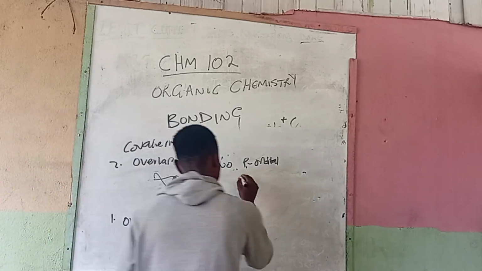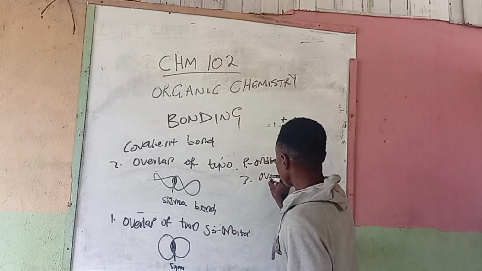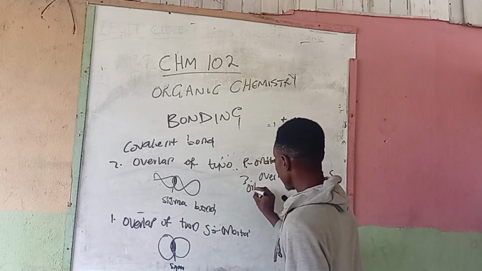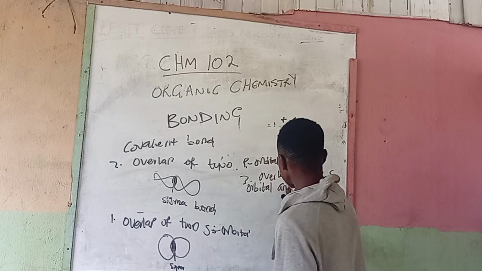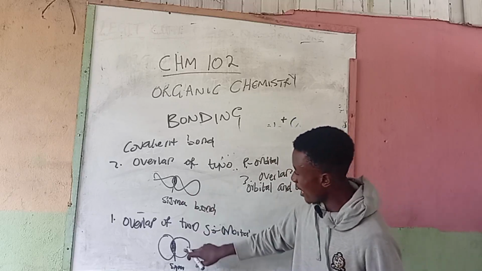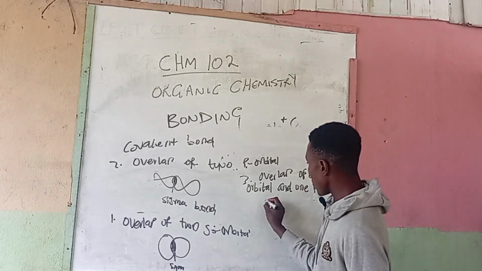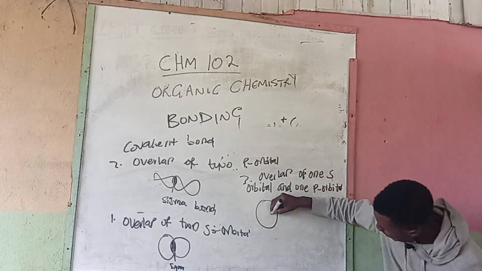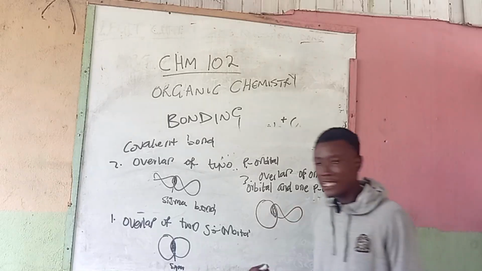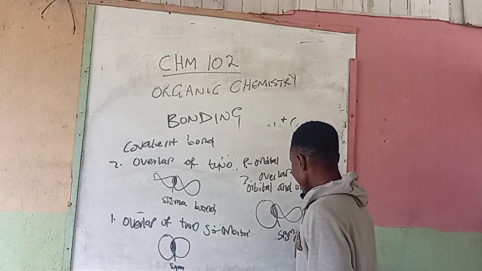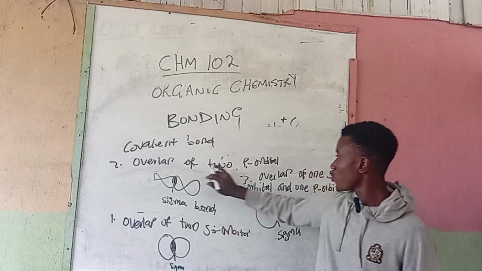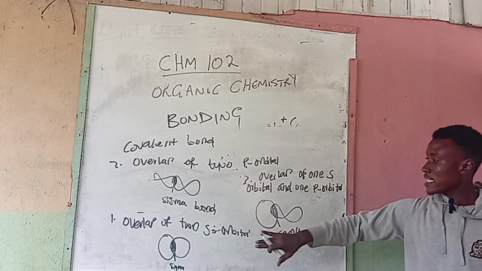Then moving on to the third formation, which is the overlap of one s orbital and one p orbital. So this is our s orbital, and we are going to get our p orbital. At the points where they are overlapping, that is where our sigma bond is being formed. It is as easy as ABC, as simple as 1, 2, 3. These are the 3 formations of the sigma bond.